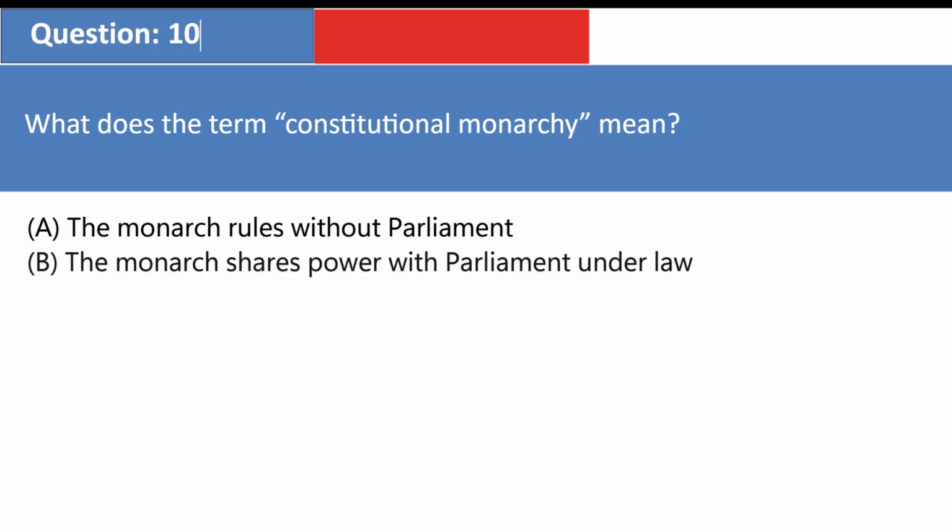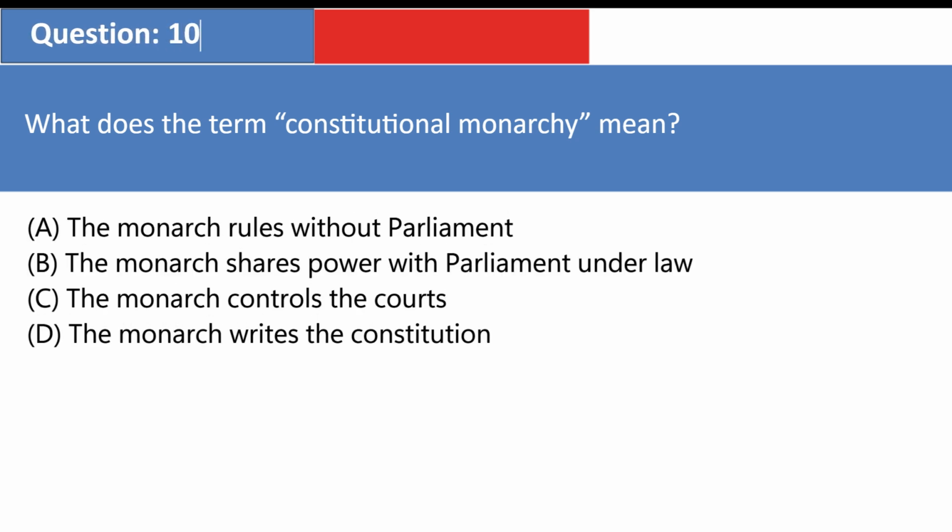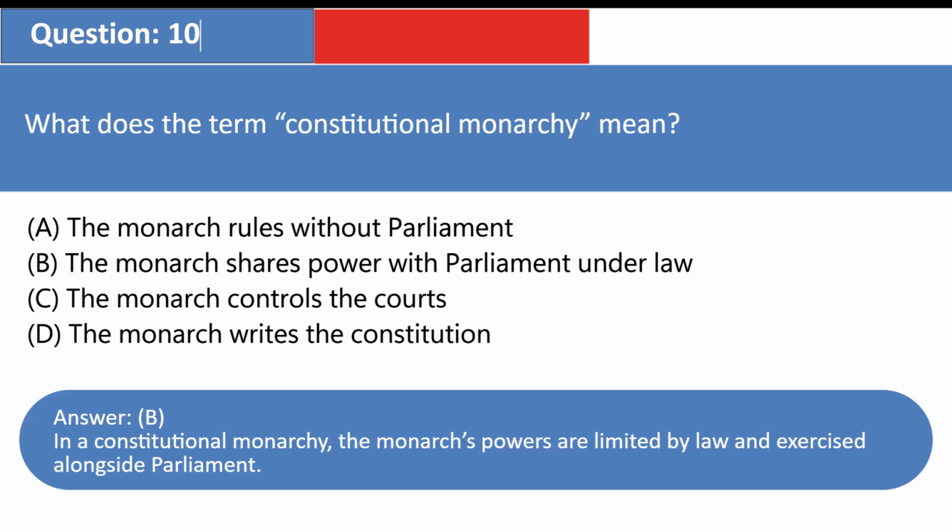What does the term constitutional monarchy mean? A. The monarch rules without Parliament. B. The monarch shares power with Parliament under law. C. The monarch controls the courts. D. The monarch writes the constitution. Answer: B. In a constitutional monarchy, the monarch's powers are limited by law and exercised alongside Parliament.